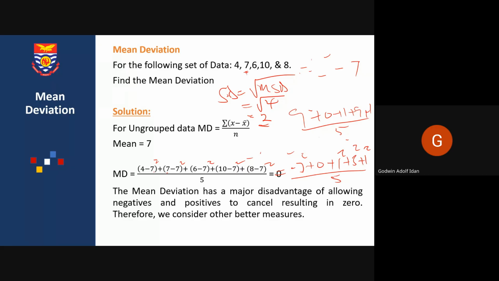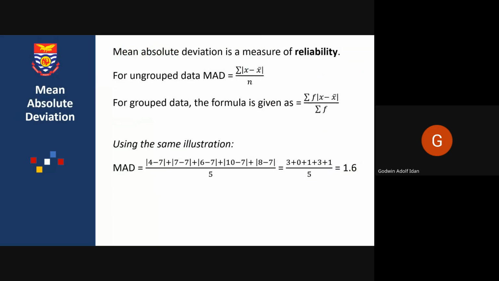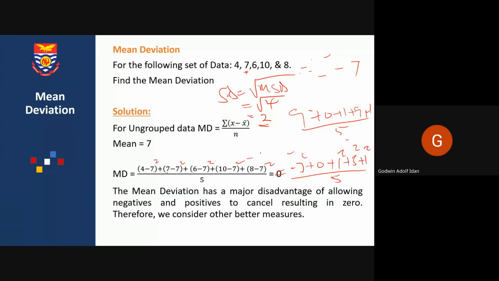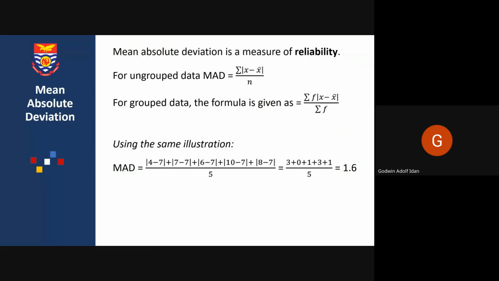Okay. So this is for the ungrouped data. Now, let's look at how the formulas will change when we have the group data. You realize that the group data comes with the frequency. So for the mean square deviation, you can introduce the frequency just like we have here.